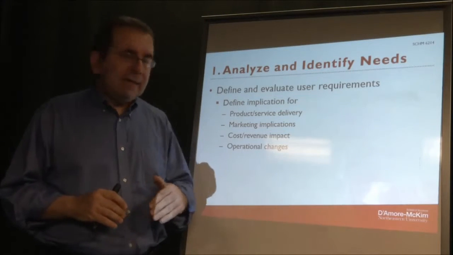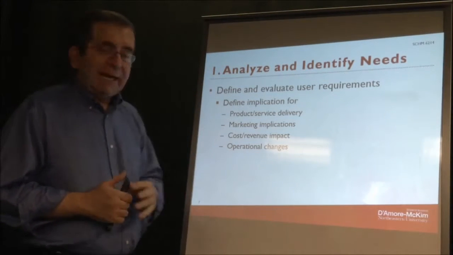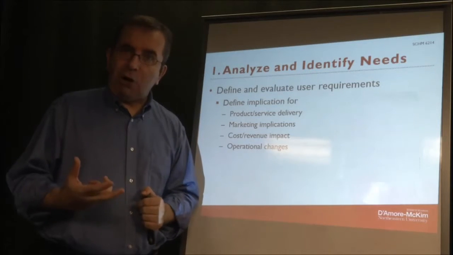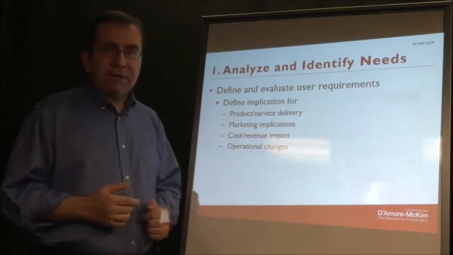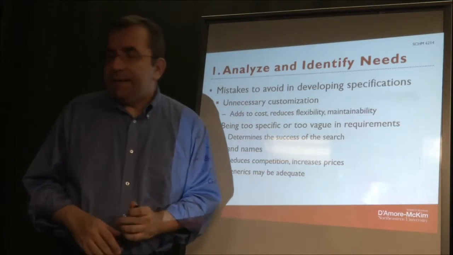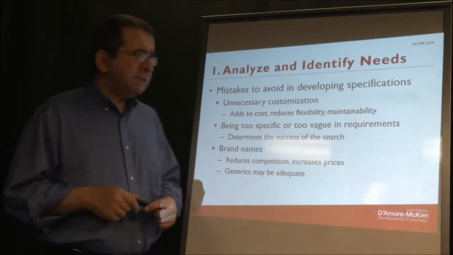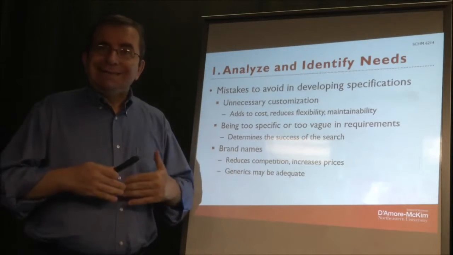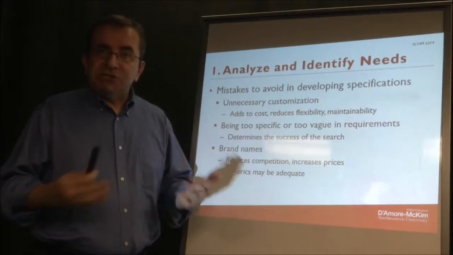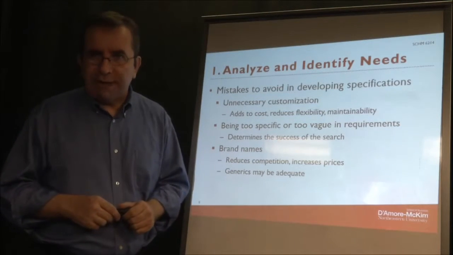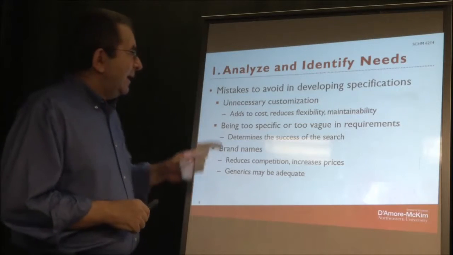So ultimately, all these implications have to be taken into account. It's not just cost, all of these implications. Now, what are some of the common mistakes made when specifying desirable attributes of a product or service that you would like to buy?